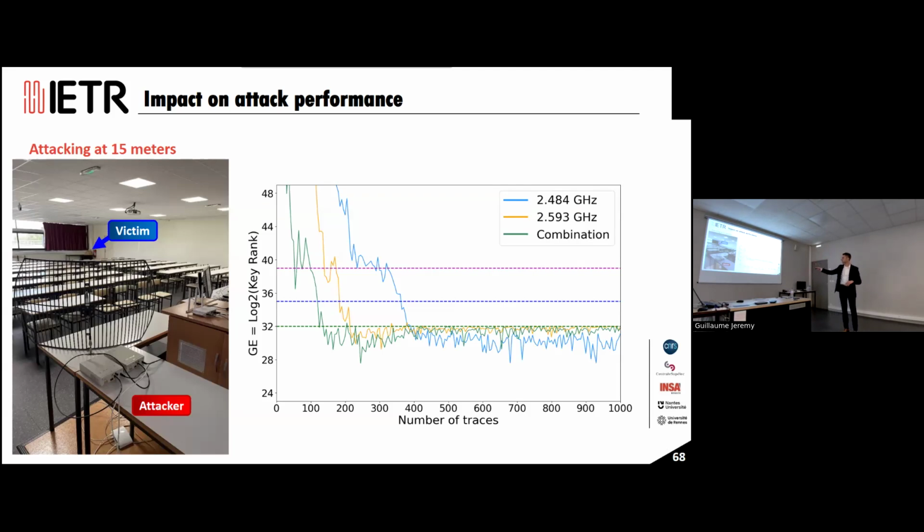The blue and orange lines correspond to the results of the two frequencies individually. And the green line corresponds to the result of the combination. The result of this experiment confirms the conclusion that we made in our previous study, which is that combining multiple frequencies together allows us to reduce the number of traces we need in order to get a given performance. And once the initial frequency has stabilized, the combination does not improve the attack performance anymore.